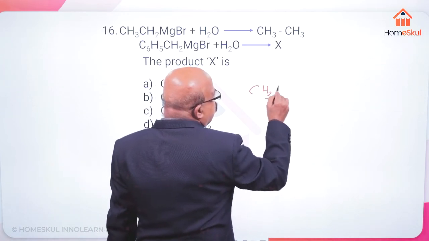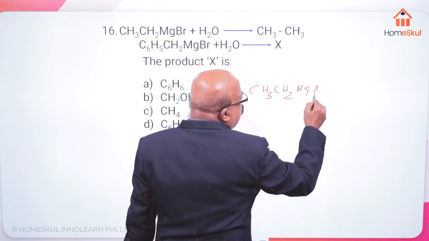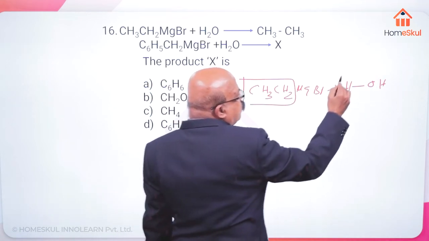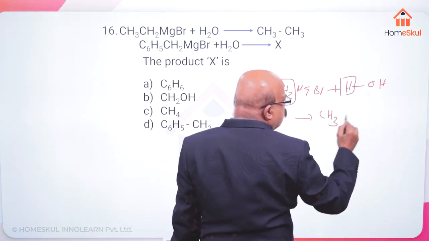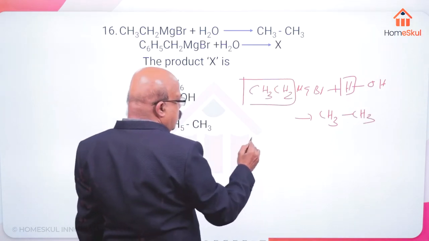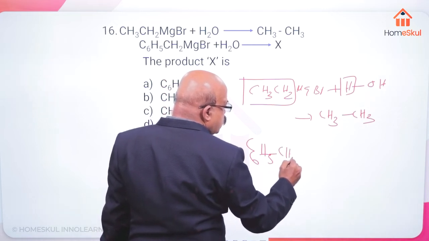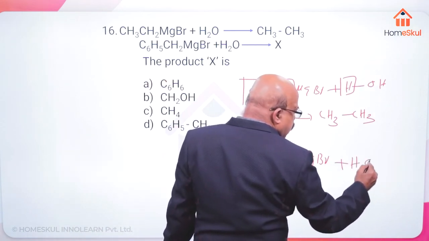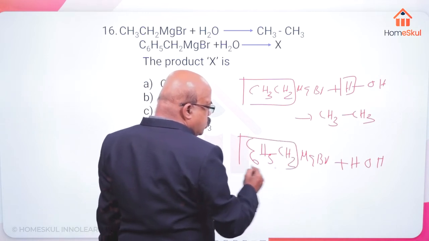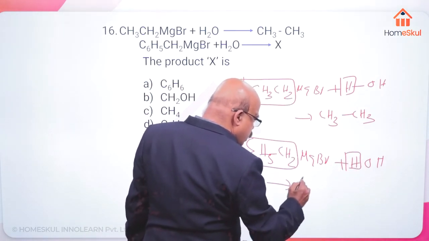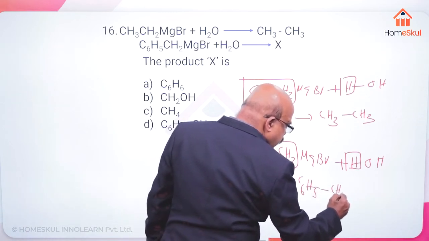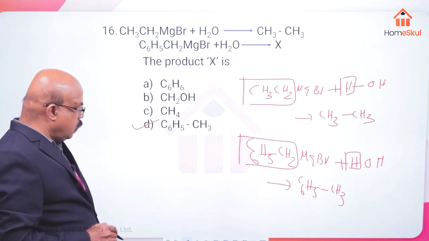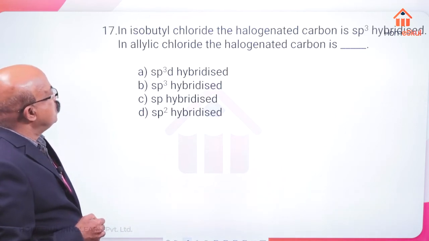CH3CH2MgBr, when treated with water, which is acidic in nature, this hydrocarbon part combines with the hydrogen to form CH3CH3, ethane. This is C6H5CH2MgBr, benzyl magnesium bromide. The Grignard reagent reacts with water. This benzylic part reacts with hydrogen to form C6H5CH3, that is toluene, the product formed. Option D is your answer.